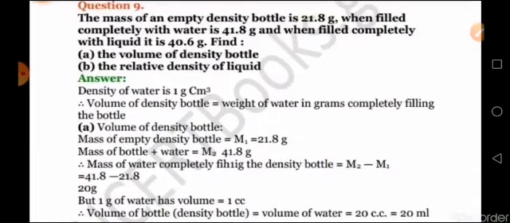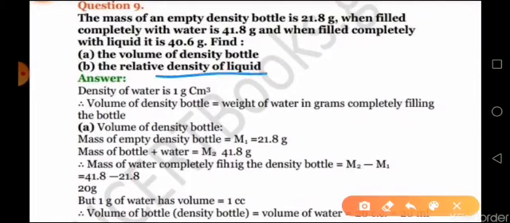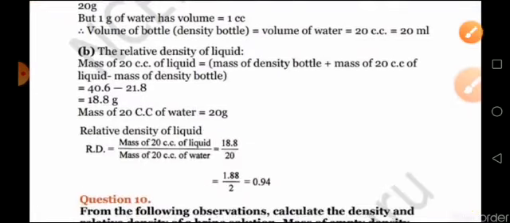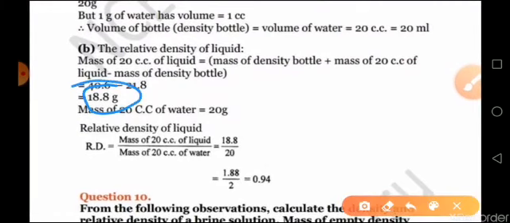Now for your second part, it is to find out the relative density of the liquid. You have to find out the relative density of the liquid. For finding the relative density of the liquid, the data is given is like this, that is the mass of empty bottle is given, when filled with liquid is also given. The same way you find out the mass of the liquid alone, that is 40.6 minus your empty mass, that is 21.8 gram. You will get the mass of your given liquid.